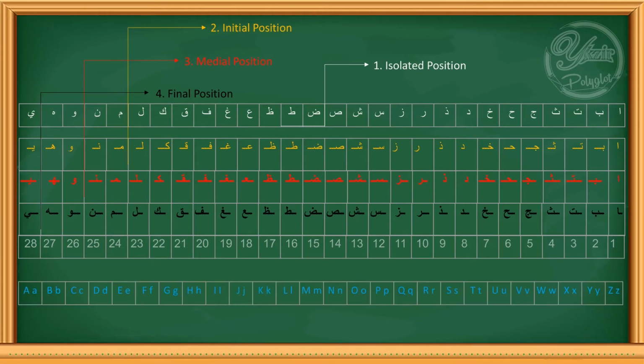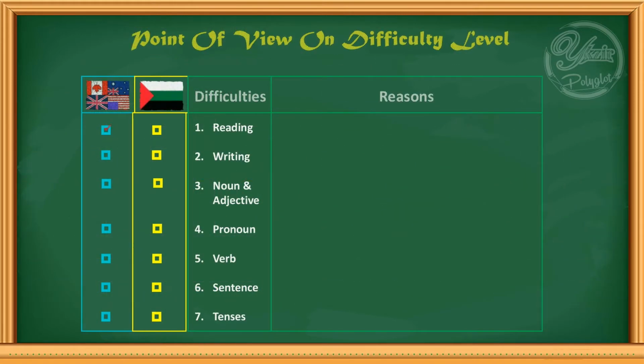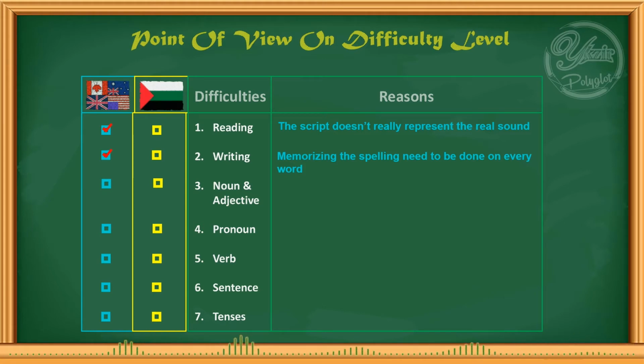Compared with Arabic, English is simpler. It contains only 26 letters with their capitalization forms. Even though it contains fewer letters, reading English is more difficult, because the English script doesn't represent the real sound. So, reading and writing need memorization of every English word.